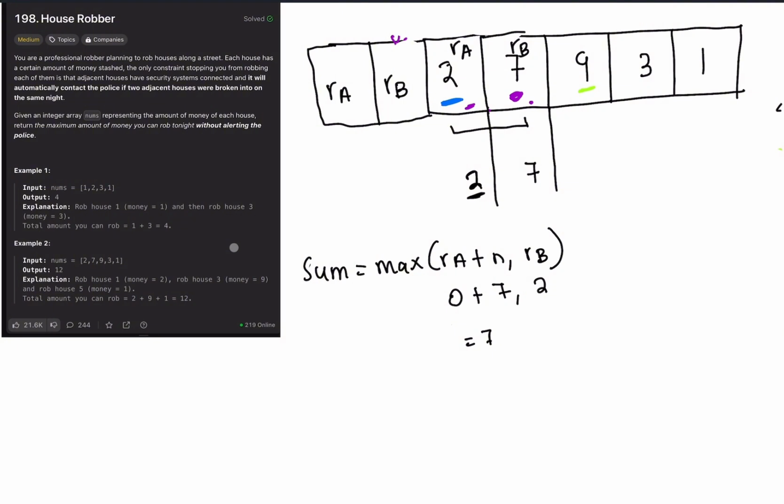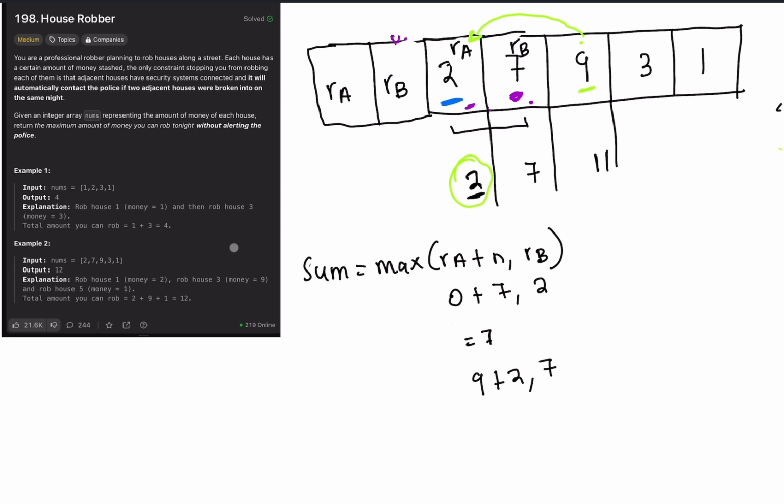From the perspective of 9, it's going to be 9 plus what's adjacent to it, right? And realize that when we look at what's adjacent to it, we want to see the summation of everything you can rob from the house plus the adjacent houses before it, which we store down here, right? So from the perspective of 9, you can either rob 9 plus RA, or RB, which is now 7. So that would be 11 and 7, the maximum between that, which obviously is 11.